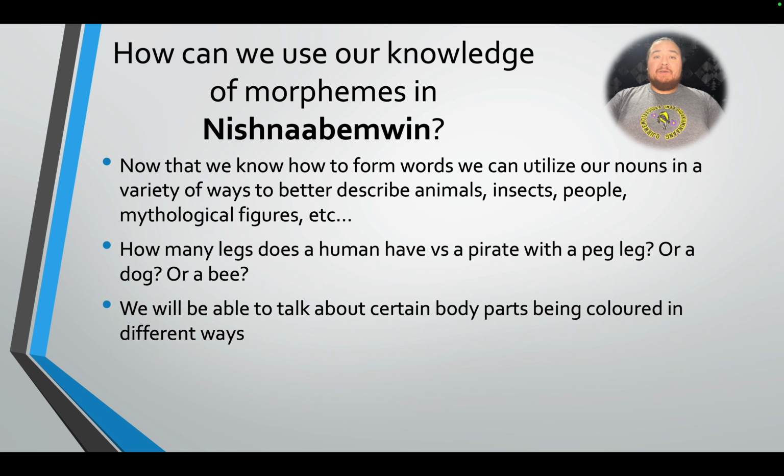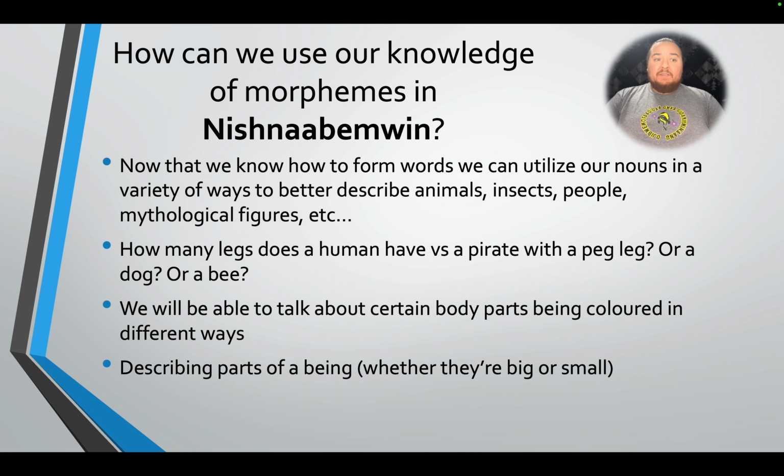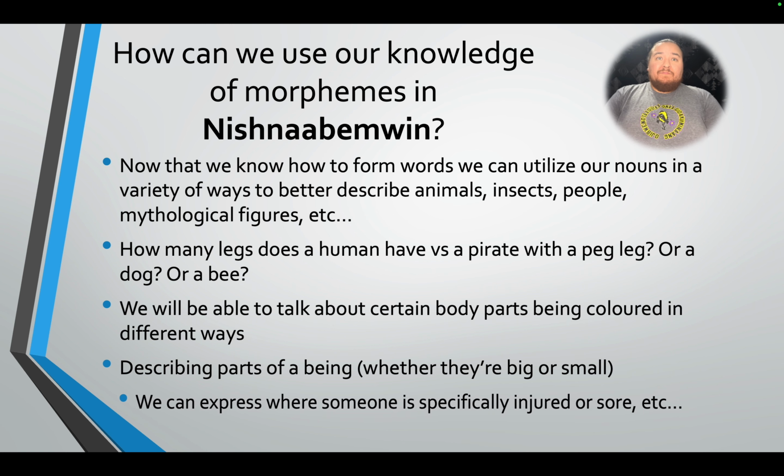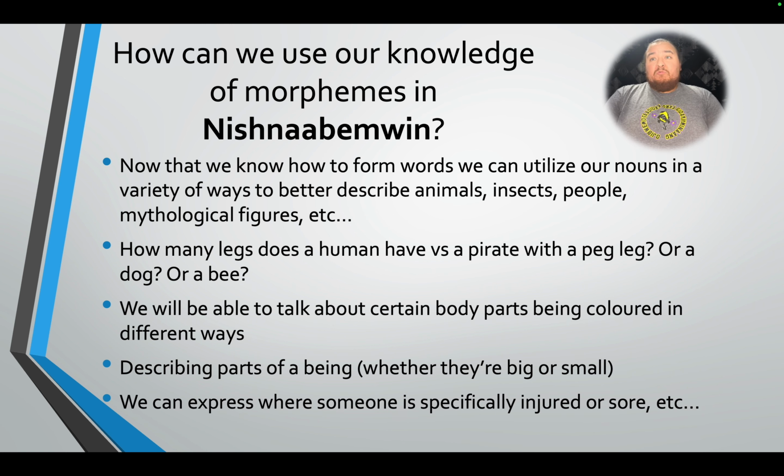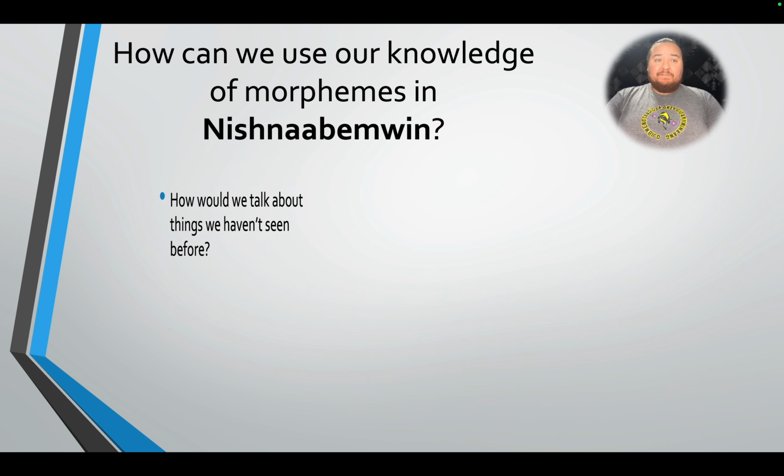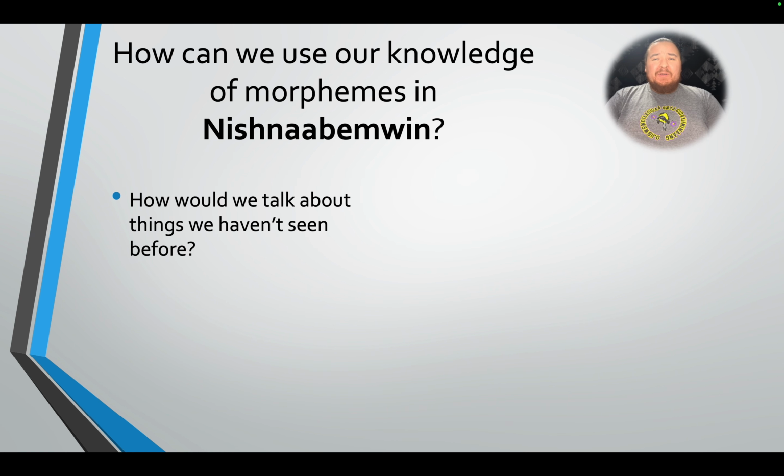We'll be able to talk about certain body parts being colored in certain ways, describing parts of being, whether they're big or small. We can express where someone is specifically injured or sore. So how do we talk about things we've never seen before? We describe them, and that's what we can use these root words for, describing things we haven't seen before.